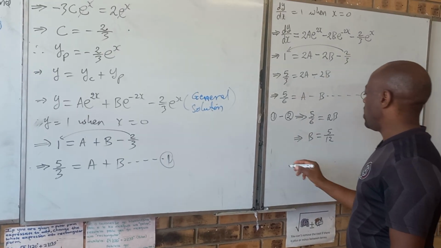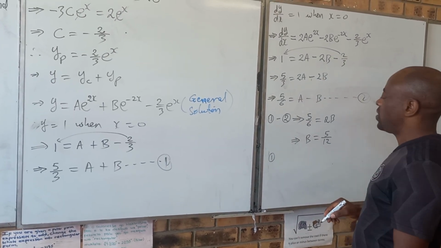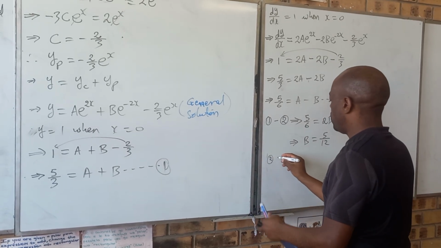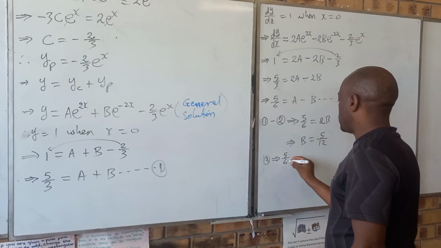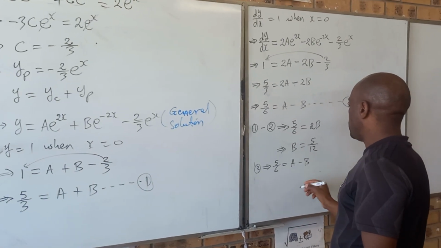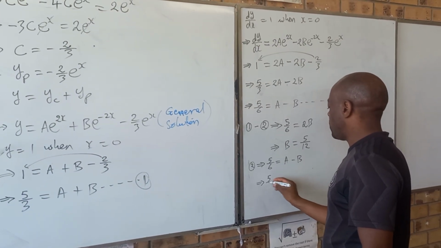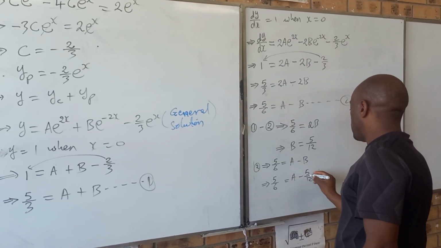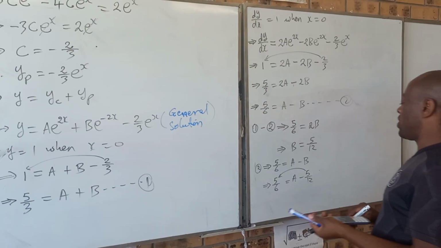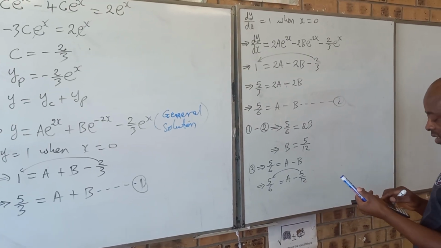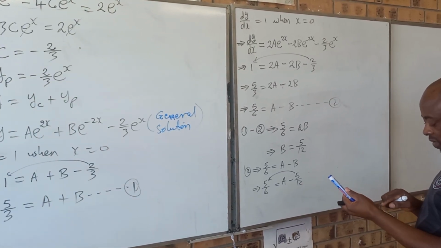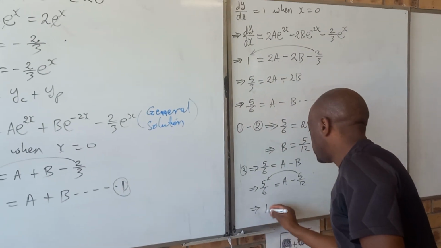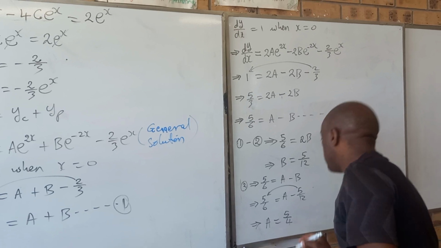Now to get A, I can use any of the two equations. If I go for equation 2, which says 5 over 6 is equal to A minus B, that means 5 over 6 is equal to A minus 5 over 12. To get A, I take 5 over 12 to the right. So I will get 5 over 6 plus 5 over 12. That gives me A as 5 over 4.